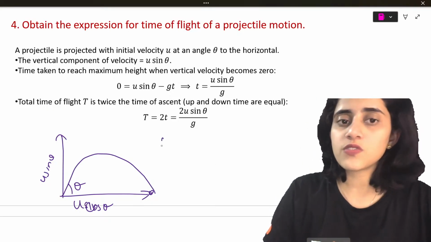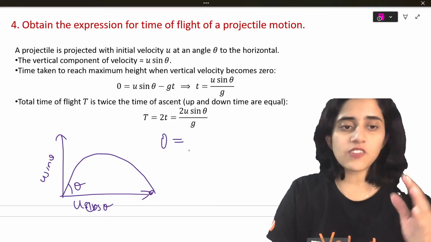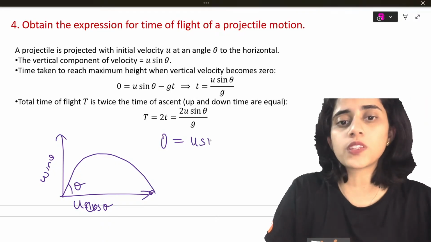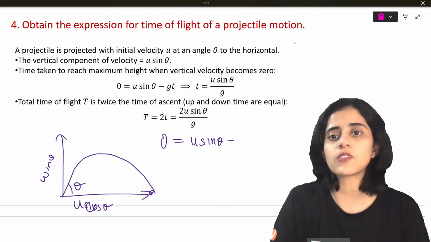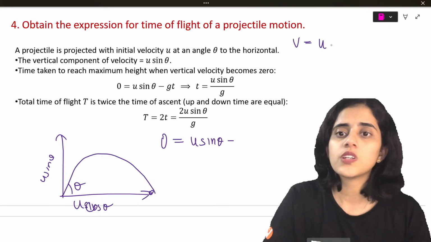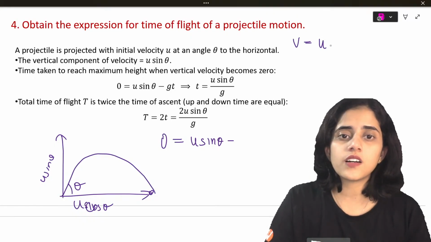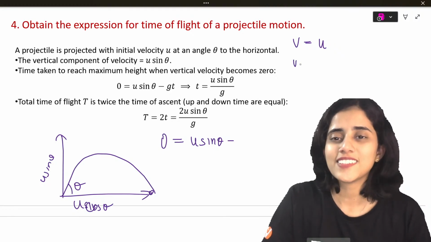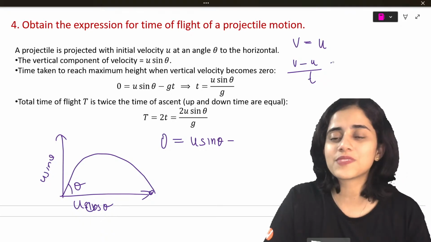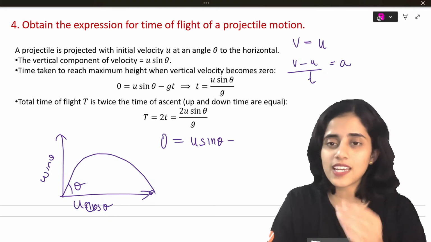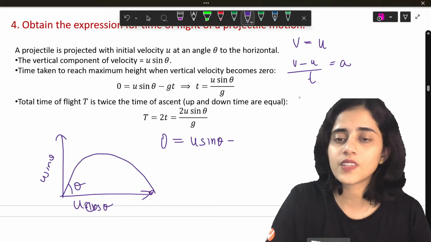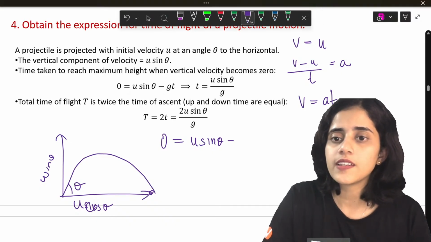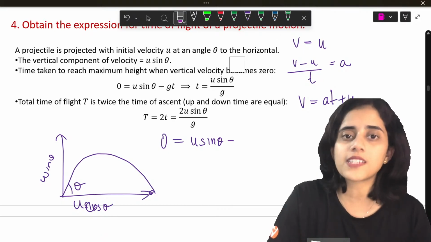So you will get final velocity is 0. Initial velocity is what? Initially it's going up with the velocity of u sine theta, minus acceleration is what? The formula is v minus u by t is equal to a. So from this I will get v is equal to at plus u, or u plus at.